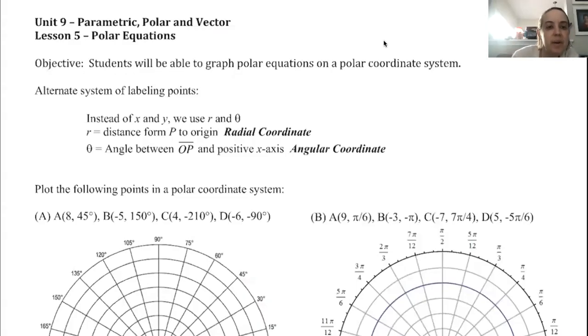Hey, good morning, everybody. We are still in Unit 9, Parametric, Polar, and Vector Equations. Today, we're looking at Lesson 5, which is Polar Equations. Polar equations are a new, or different, way to graph on the coordinate plane.